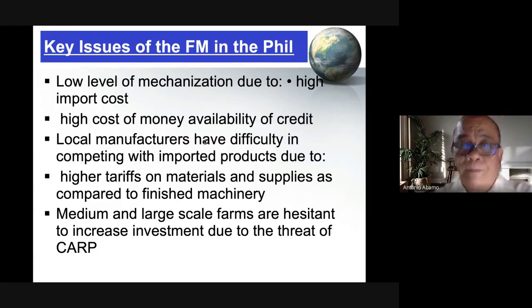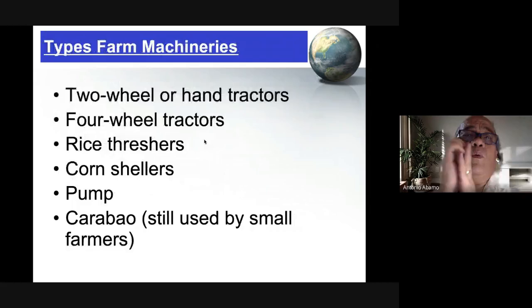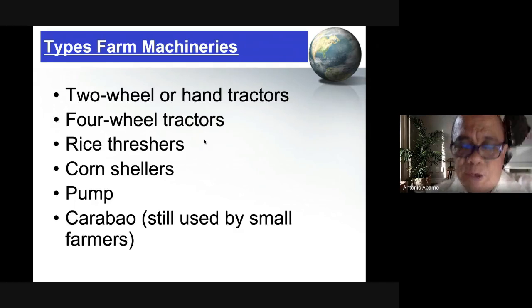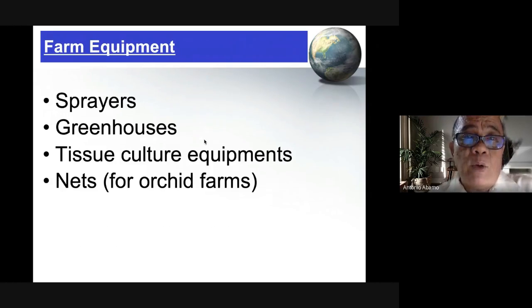Now, what are the various types of machineries? One is two-wheel hand tractors, four-wheel hand tractors, rice threshers, corn shellers, pumps, and the carabao, which is still used by small farmers. These are the types of farm machineries we use on the farm. And then we also have sprayers, greenhouses, tissue culture equipment, and also nets for orchid farming or even for protective cropping, for vegetables basically.